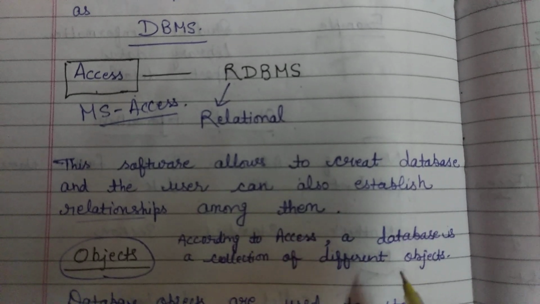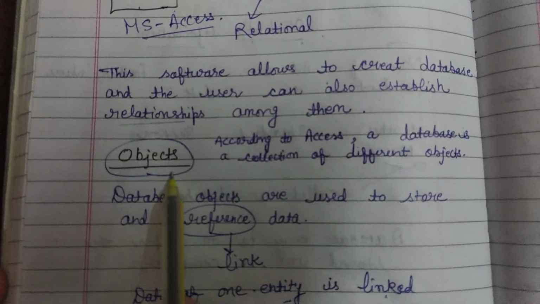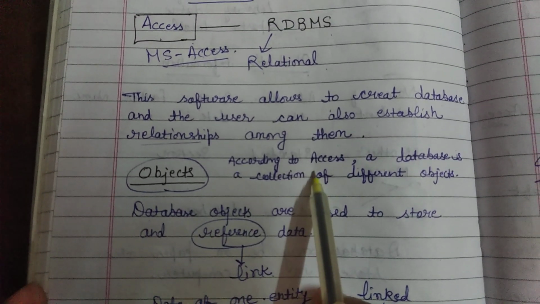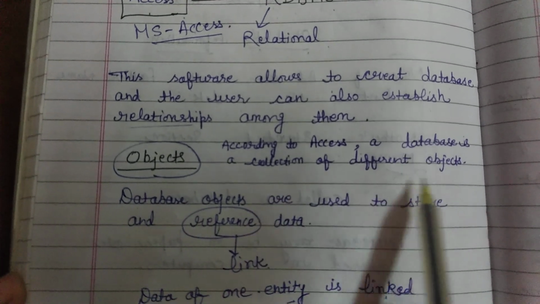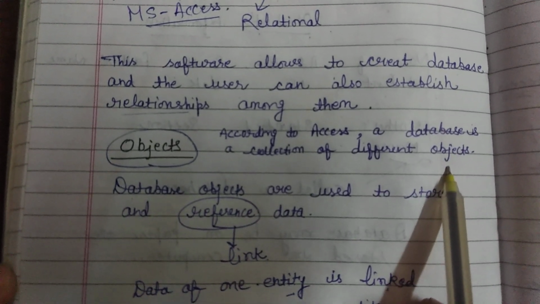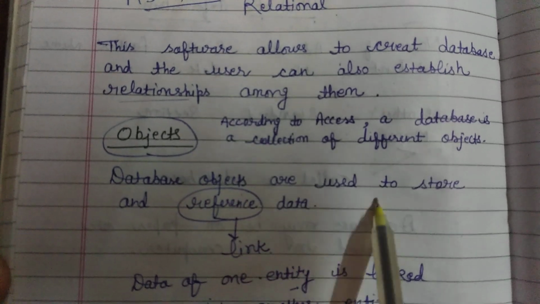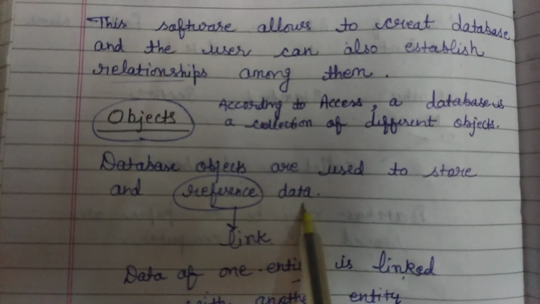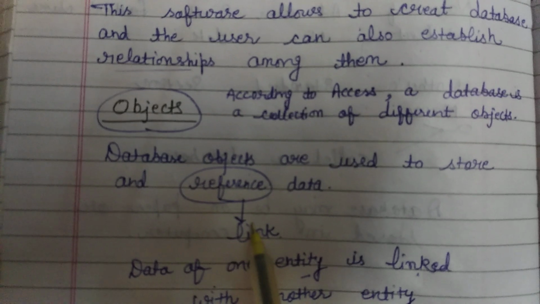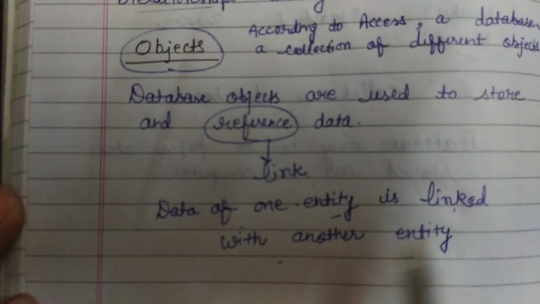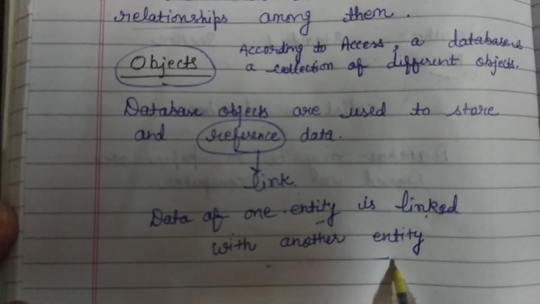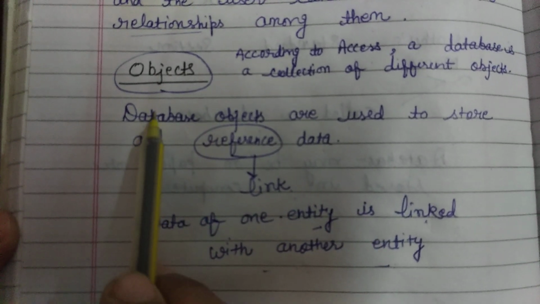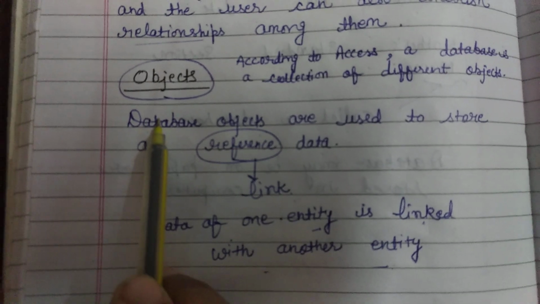Got it? Now next is objects. According to Access, a database is a collection of different objects. Database objects are used to store and reference data. Reference here means link, so data of one entity is linked with another entity. Objects are very important.